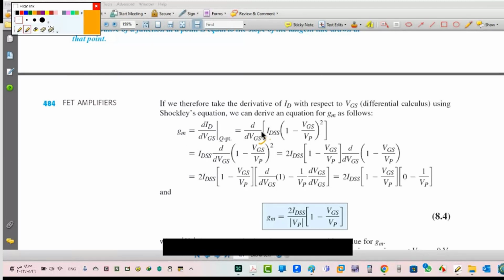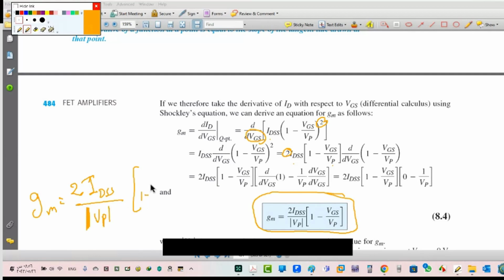Take the derivative with respect to VGS. Here we have the square, so the 2 comes out, then here we have 1. ID is IDSS times (1 minus VGS over VP). Take the derivative for this, again, the last result is this one. So GM as a mathematical is 2 IDSS over absolute VP times (1 minus VGS over VP).